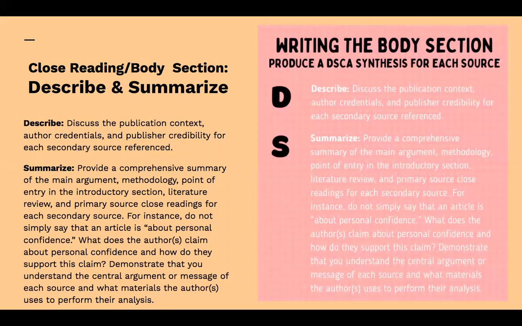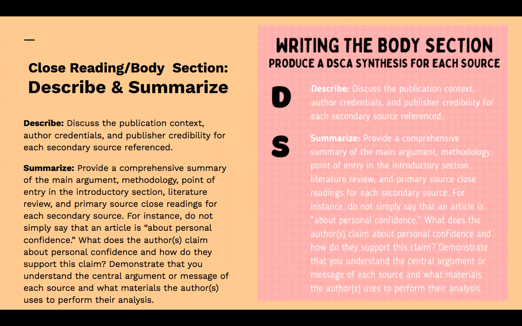So, for example, you'll need to start with describe. Discuss the publication context, author credentials, and publisher credibility for each secondary source referenced. So if you think about TREAT, just as a general example, the describe section of the paragraph is kind of like your topic sentence. This is going to be where at the beginning of the paragraph, you discuss where the article or chapter is from, who wrote it, and what the credibility metrics were that were used to assess its relevance to and usefulness to your project. And that's where the CARS acronym from earlier and the evaluation suggestions from earlier come into play.